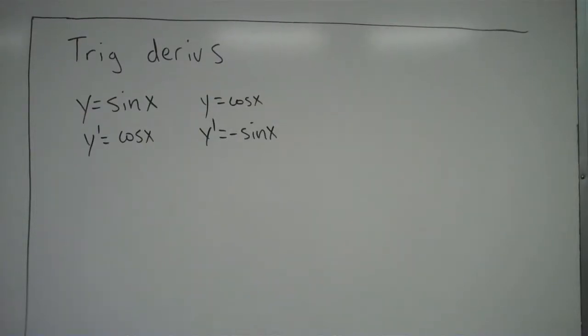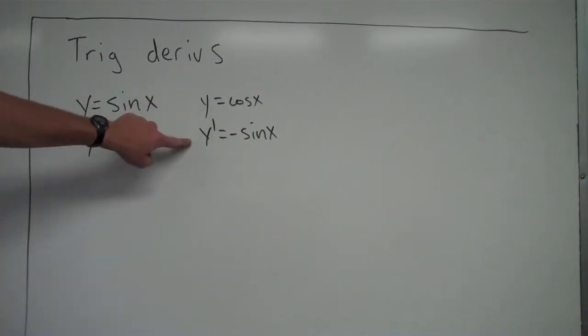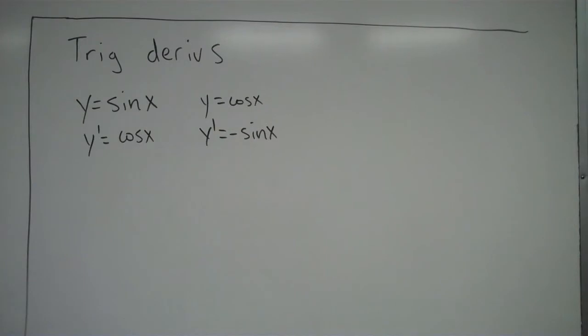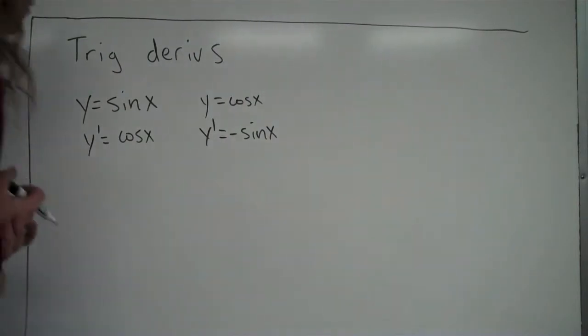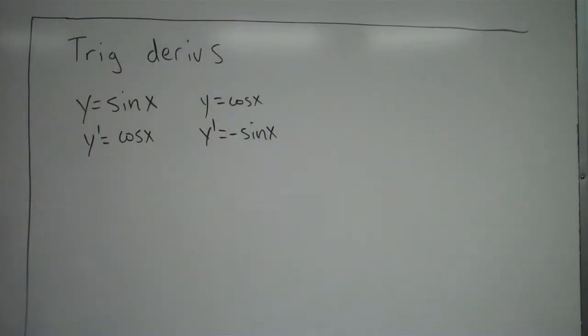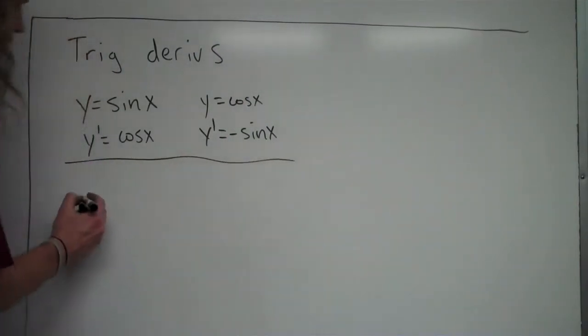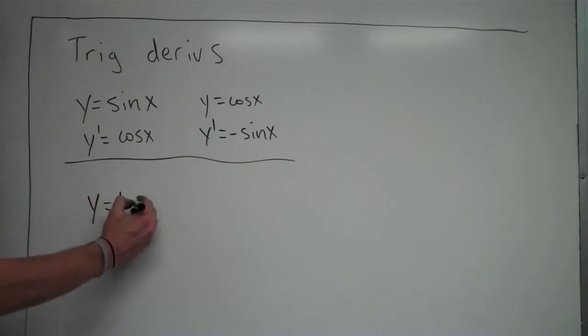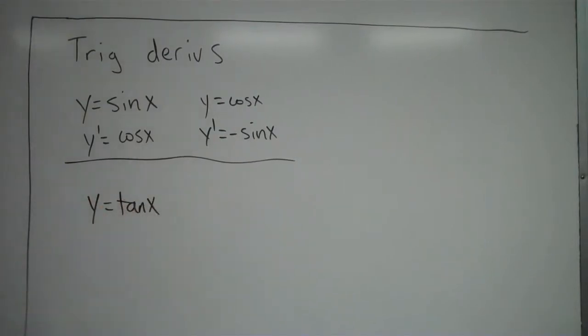All right, so in the prior section, prior to the product and quotient rule, you were expected to have learned these two derivatives: the derivative of sine is equal to cosine, and the derivative of cosine is equal to negative sine. From this, and with your knowledge now of the quotient rule, you can find the derivative of other trig functions. For example, y is equal to tangent x.